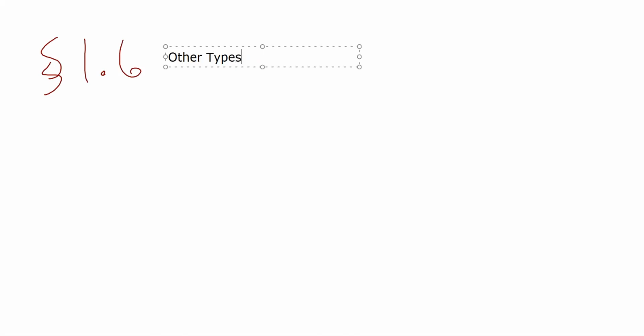We only have 4 minutes. We're just going to barely start the last section I would like to cover today, and we're literally just going to touch it. We're going to look at section 1.6. This one's actually going to be a little bit challenging, not that the last stuff has been a cakewalk per se. Other types of equations.